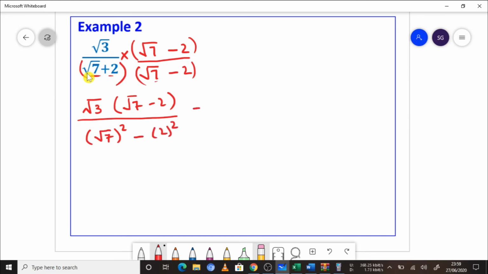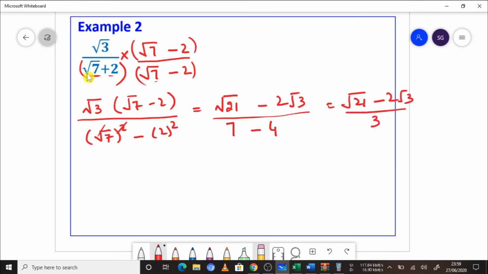Up in the numerator, it's up to you if you want to multiply or not. I'll multiply and I'll express it like this: square root of 21 minus 2 times root of 3. If you're wondering how this comes up, you can watch my video on indices. So square and square root cancel out. We have 7 minus 4, and there we are. Root of 21 minus 2 times root of 3 divided by 3, and that's your answer.